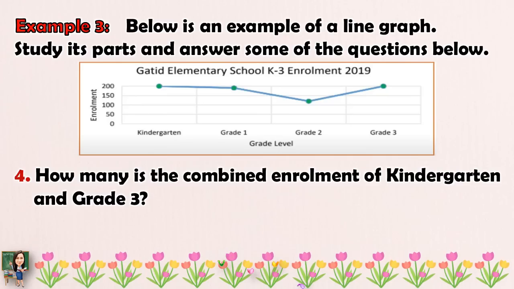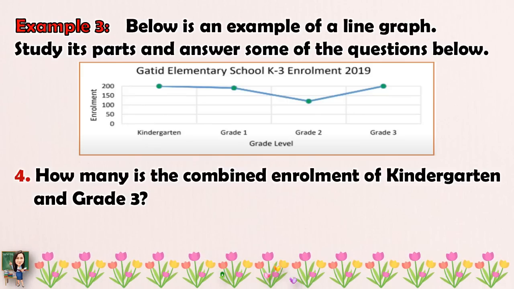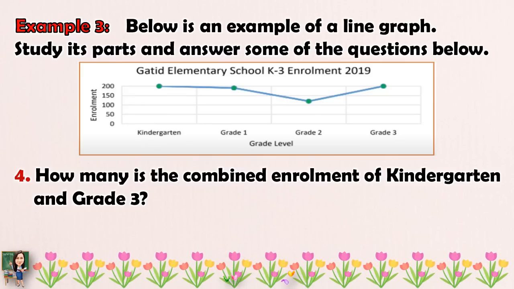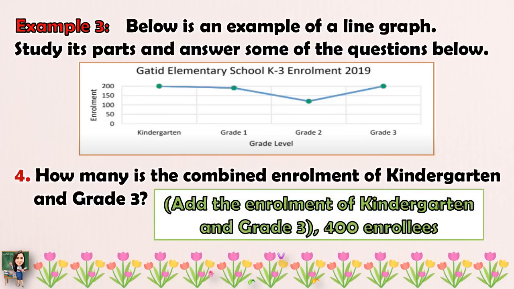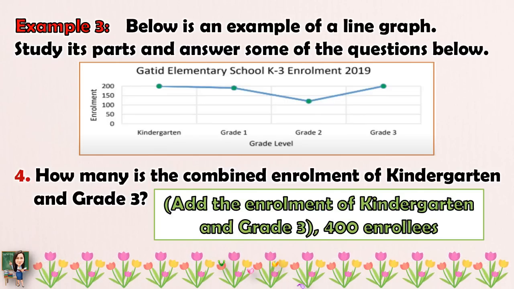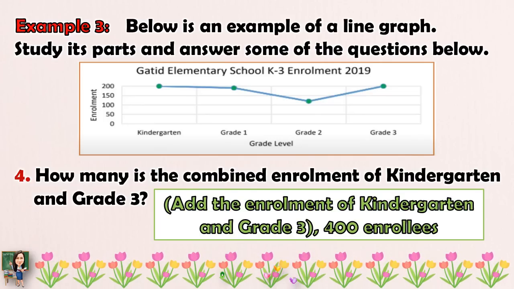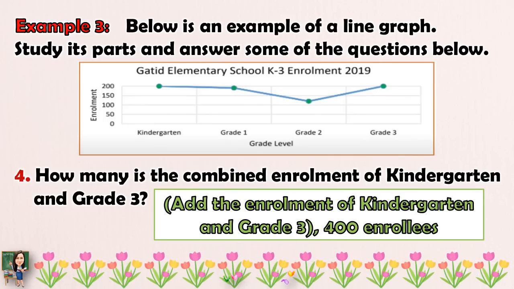Number 4. How many is the combined enrollment of kindergarten and grade 3? Very good. The answer is, add the enrollment of kindergarten and grade 3. So there are 400 enrollees. When you add 200 for kindergarten plus 200 for grade 3, the answer is 400. So there are 400 enrollees when you combine the enrollment of kindergarten and grade 3.